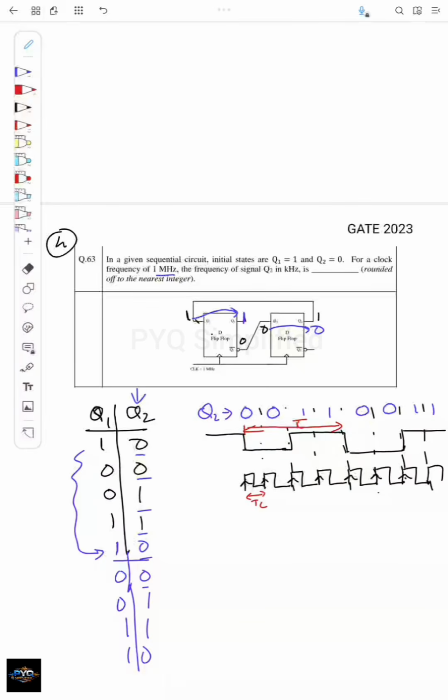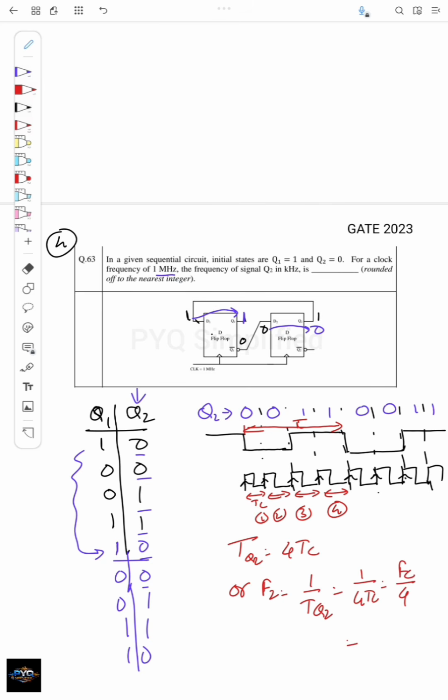So how many clocks are required for the entire T? It is 1, 2, 3 and 4. So I require 4 clocks. So the total T of q2 will be equal to 4 times tc, right? If I want to find the frequency of q2, f2, it will be 1 by 4 tc, or 1/4 of the clock frequency. What is the clock frequency here? 1 megahertz. 1 megahertz by 4 is 250 kilohertz. So the answer is 250.